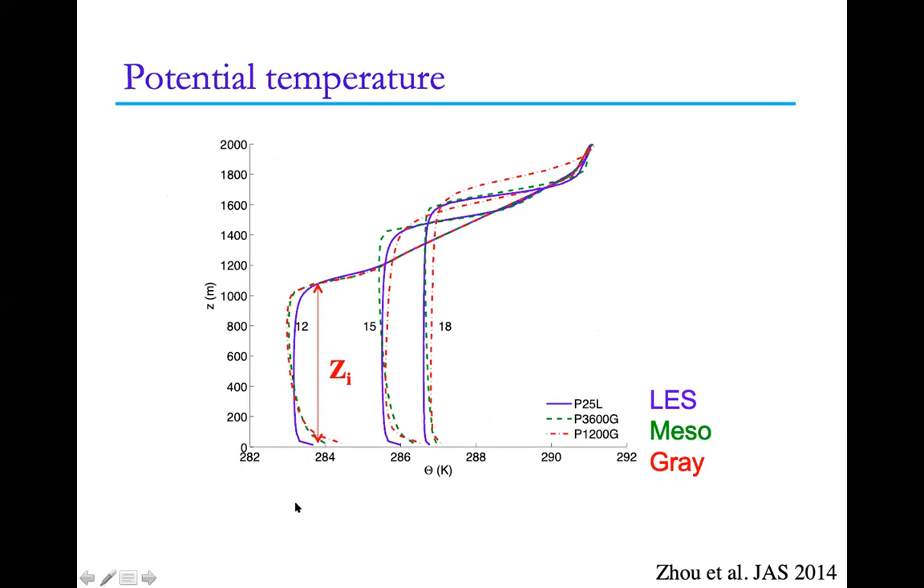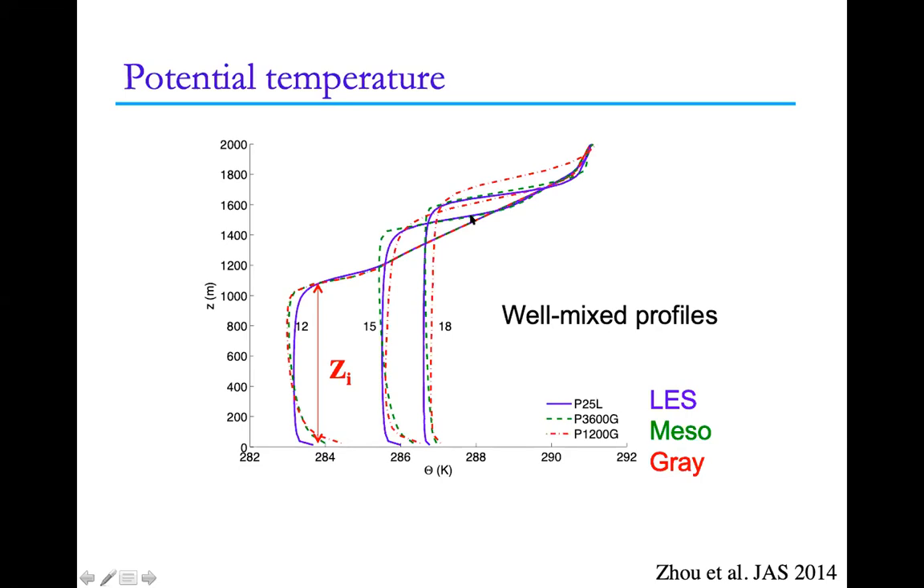So this case proceeds with heating at the ground that increases in the morning hours. And you can see the potential temperature plotted here showing the depth of the boundary layer growing at 12 noon versus 15 and 18 Z, later in the afternoon. And in overall structure, we see that the LES, the mesoscale, and the gray zone model capture the overall development of the boundary layer.